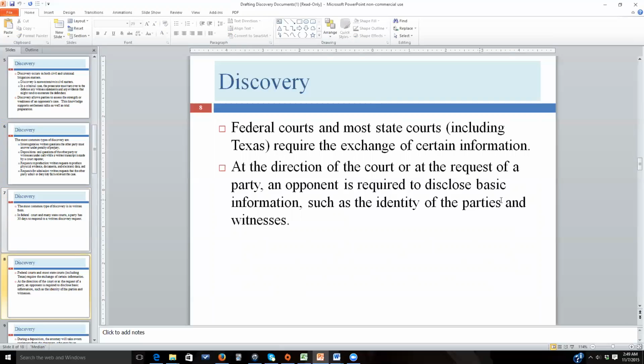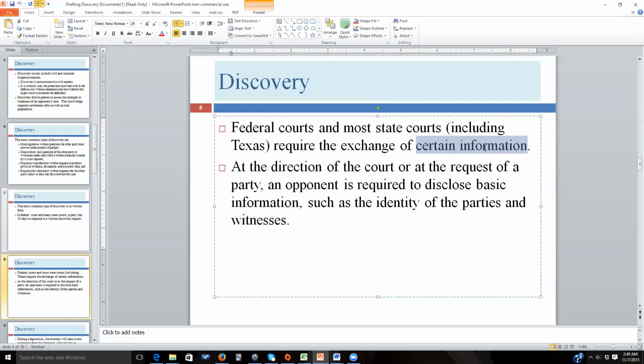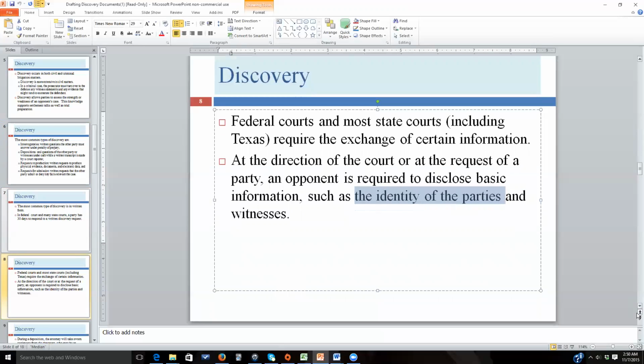We already talked about that there's certain information that is automatically exchanged in both the federal system as well as the Texas state system. And these are set interrogatories, and they request things like, who are the witnesses? What's the contact information for the witnesses? How are damages calculated? Things like that.